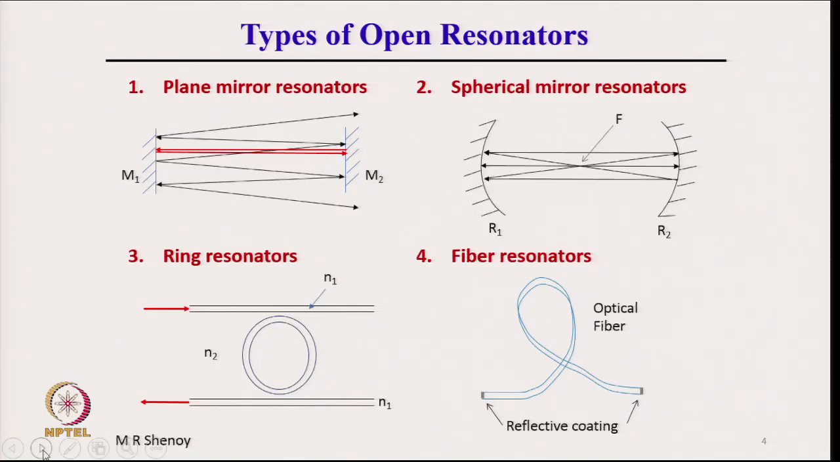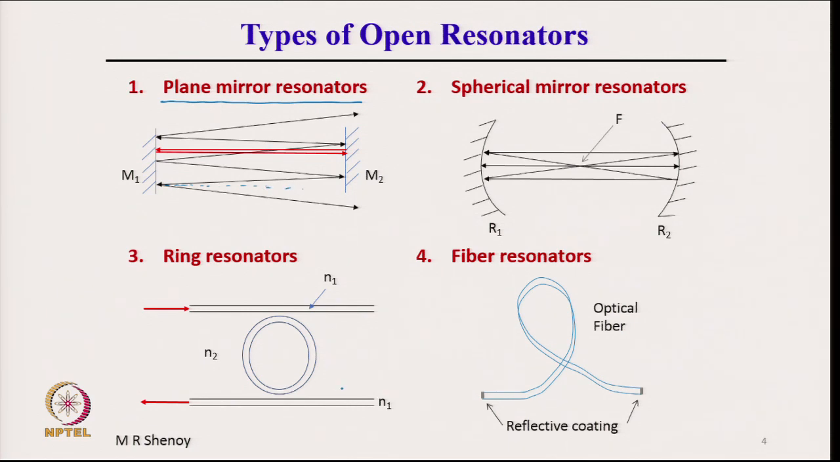Types of open resonators. Here is the plane mirror resonator, which comprises two plane mirrors M1 and M2. As you can see, the red colored ray path goes back and forth, perpendicular to the two mirrors. Rays travelling perpendicular to the mirror can get confined inside the resonator, whereas if a ray makes even a very small inclination with the horizontal in this diagram, then after a few round trips it will go out of the resonator.